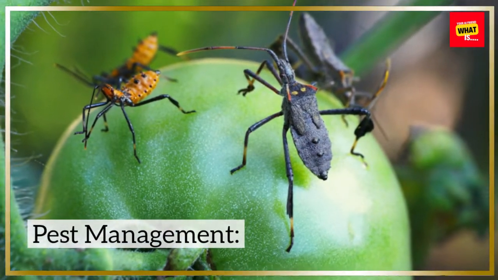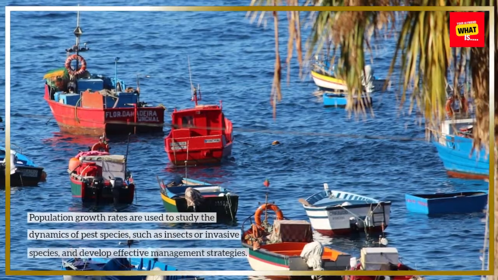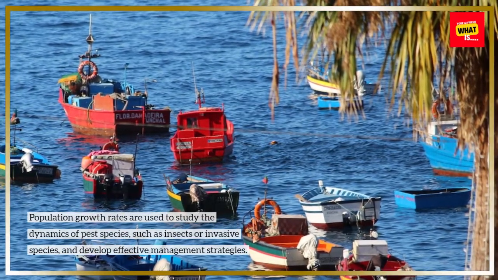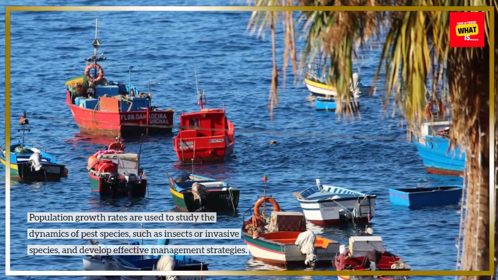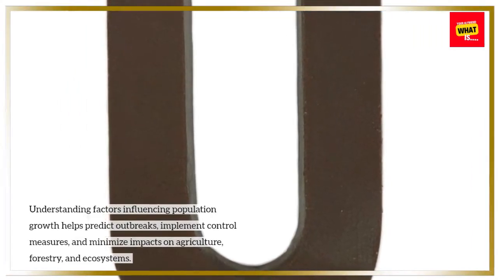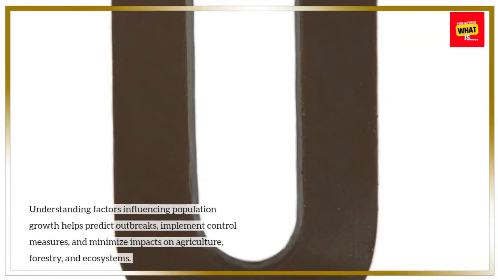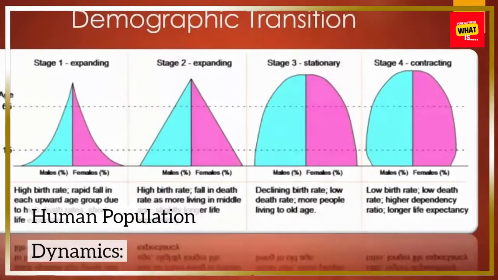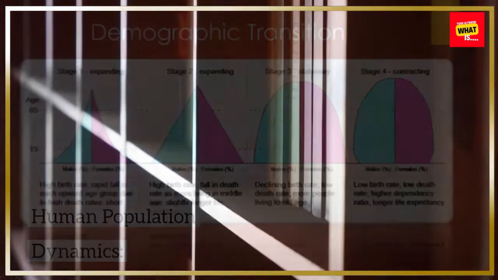Pest management. Population growth rates are used to study the dynamics of pest species, such as insects or invasive species, and develop effective management strategies. Understanding factors influencing population growth helps predict outbreaks, implement control measures, and minimize impacts on agriculture, forestry, and ecosystems.